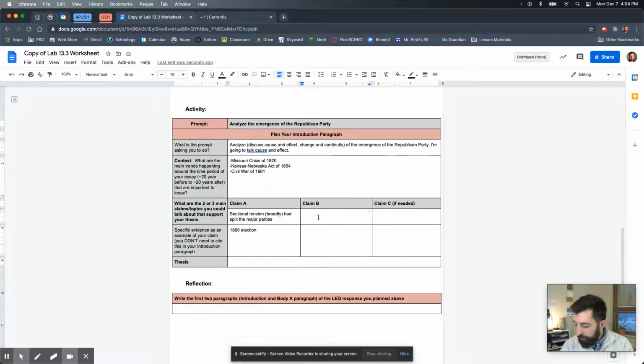My second claim, claim B, I'm going to go more to the immediate effect. So the immediate cause of the formation of the Republican Party was, of course, the Kansas-Nebraska Act. And for my evidence, I'm actually going to use the first Republican meeting held in Ripon, Wisconsin in 1854.